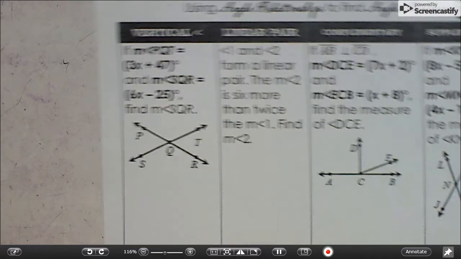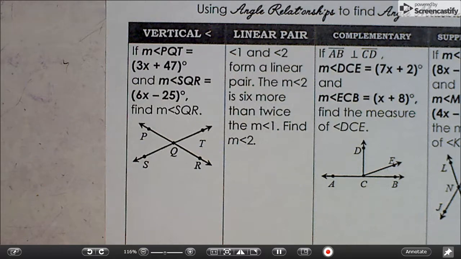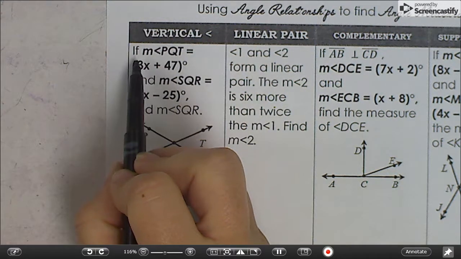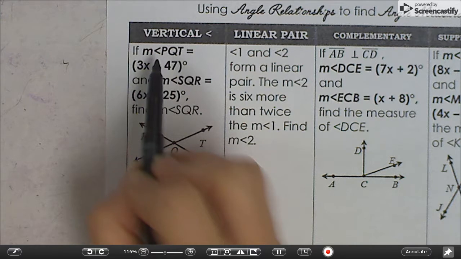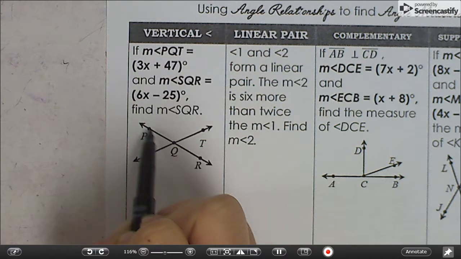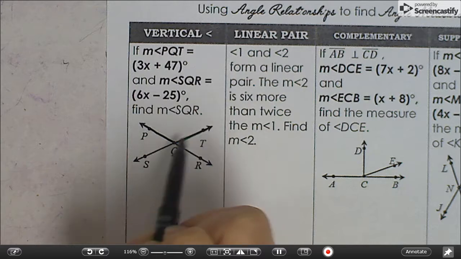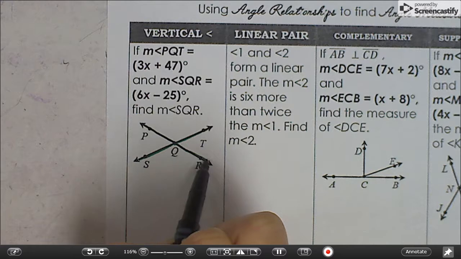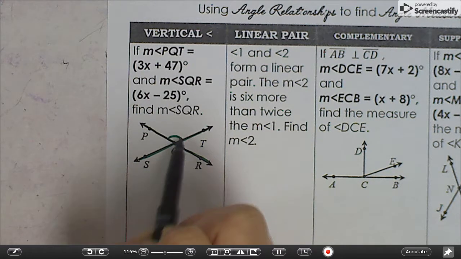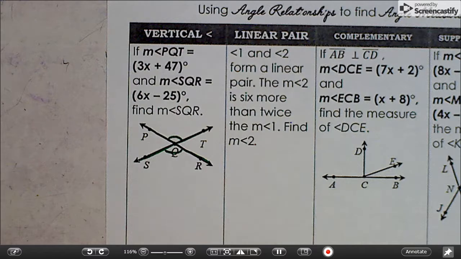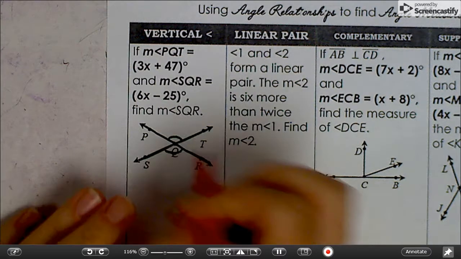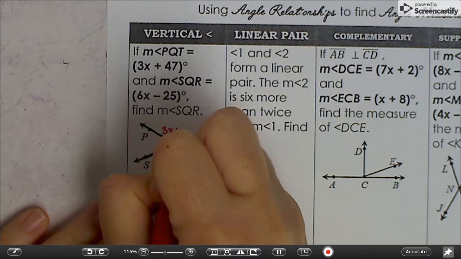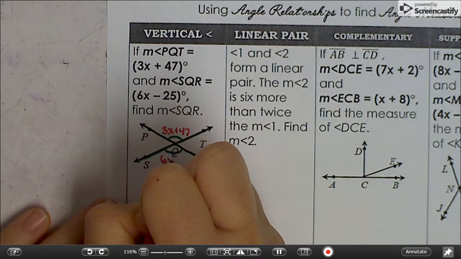So I'm going to start with the first one. Vertical angles. The reason I know they're vertical is because I read the problem. The measure of angle PQT, so I'm talking about this angle here, and SQR. So that one's this one down here. So you can see we're talking about this angle and this angle. And that little mark I just made means congruent. So I'm putting that there just for myself. I would recommend writing down the angle measure inside the angle. So right now we have 3x plus 47 and 6x minus 25.